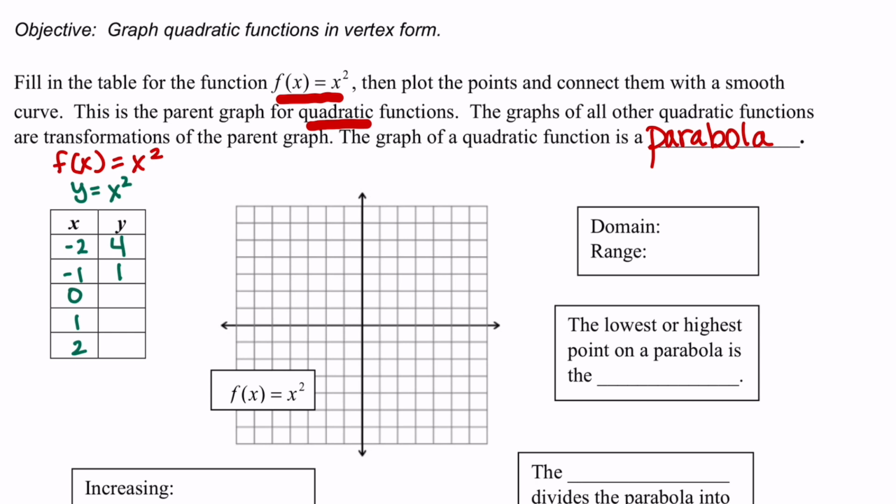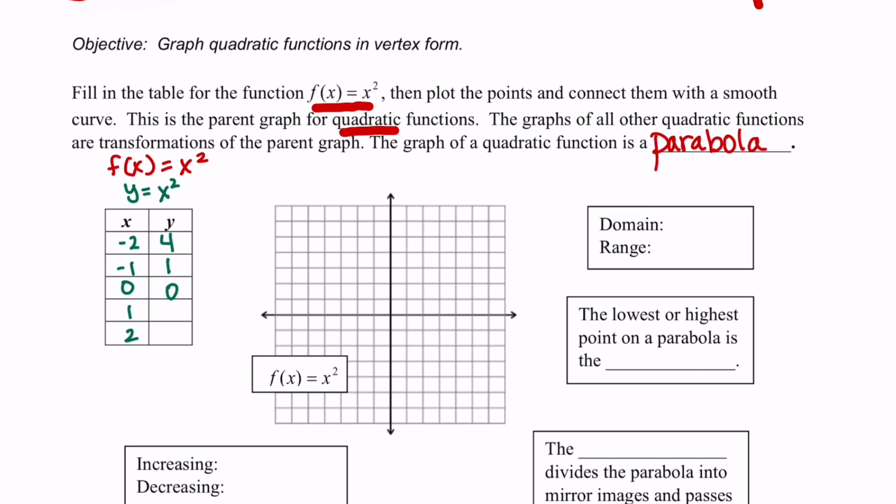Now 0 squared just means 0 times 0, which is just equal to 0. And 1 squared is 1 times 1, which is a 1. And 2 squared just means a 2 times 2, which is a 4.